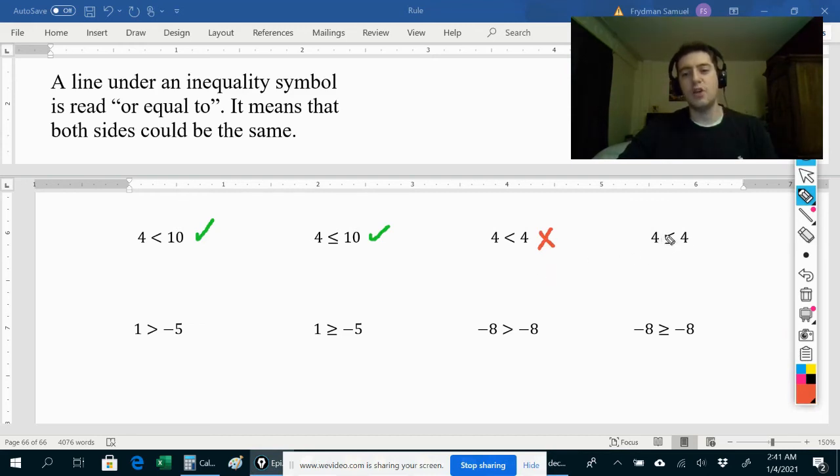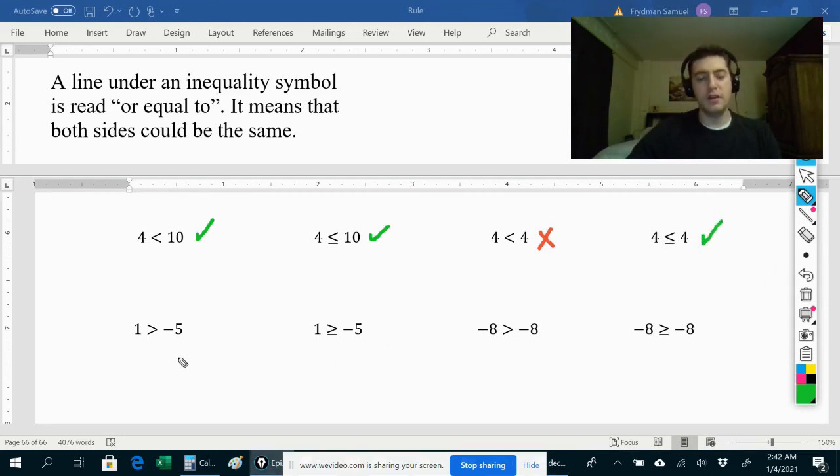What about this one over here? 4 is less than or equal to 4. Well, here, since we have that or equal to, it is a true statement because 4 is equal to 4. So since we have this line here, this is now a true statement.